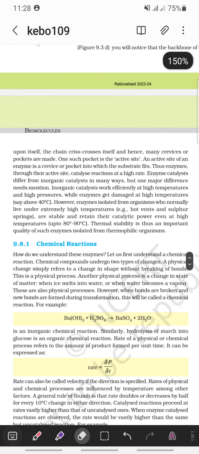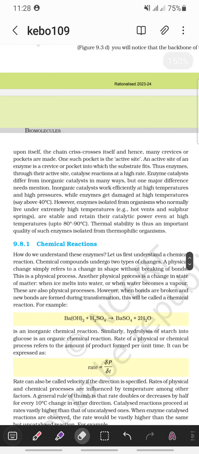The chain crisscrosses itself, and hence many crevices or pockets are made. One such pocket is the active site. The active site of an enzyme is a crevice or pocket into which the substrate fits. These enzymes, through their active sites, catalyze reactions at a high rate.